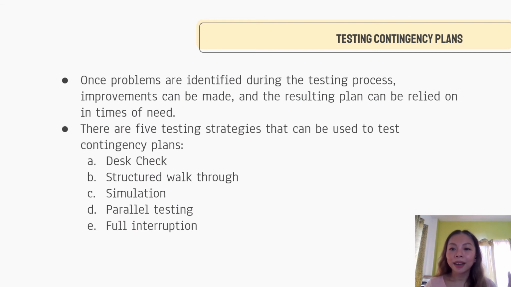Finally, contingency plans must be tested and revised as time goes by. Once problems are identified during the testing process, improvements can be made and the resulting plan can be relied on in times of need. There are 5 testing strategies that can be used. Number 1, desk check. It can also be a structured walkthrough, a simulation, parallel testing, or full interruption.